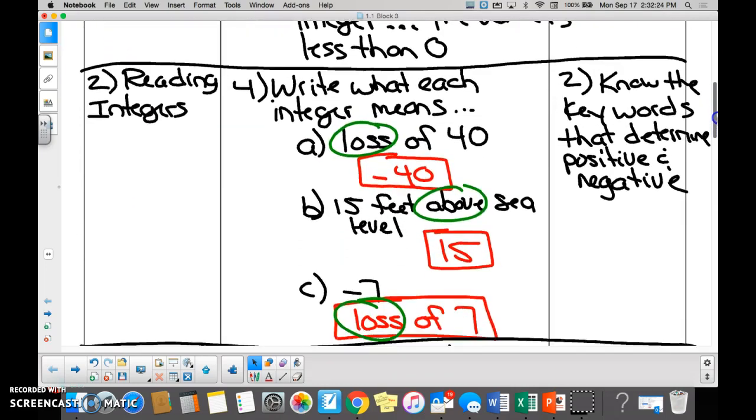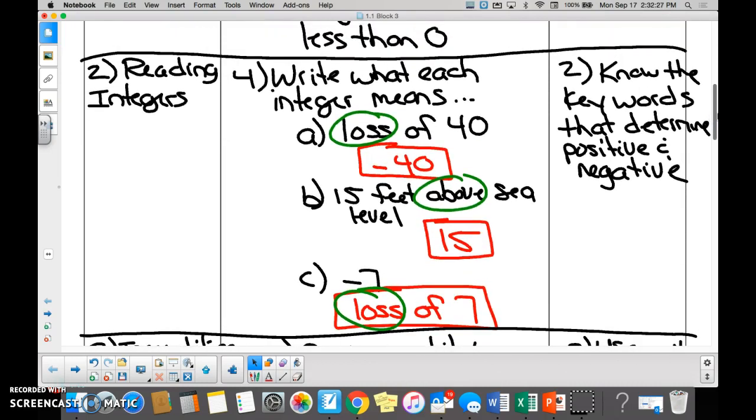Number 2, we talked about how to read integers and then write them. We talked about keywords like loss, like above. Here's loss again. What do those keywords help us to do? MJ. Identify integers. Loss means you lost something, like negative, but above means positive. So this means you're going to be dealing with a negative integer, right? The word above is dealing with a positive integer, right? Yes or no? Yes. Okay, awesome.